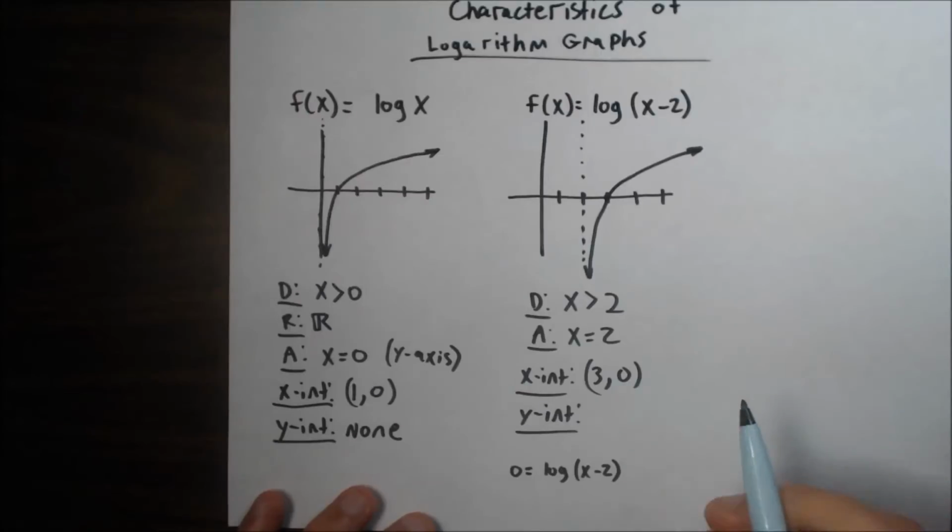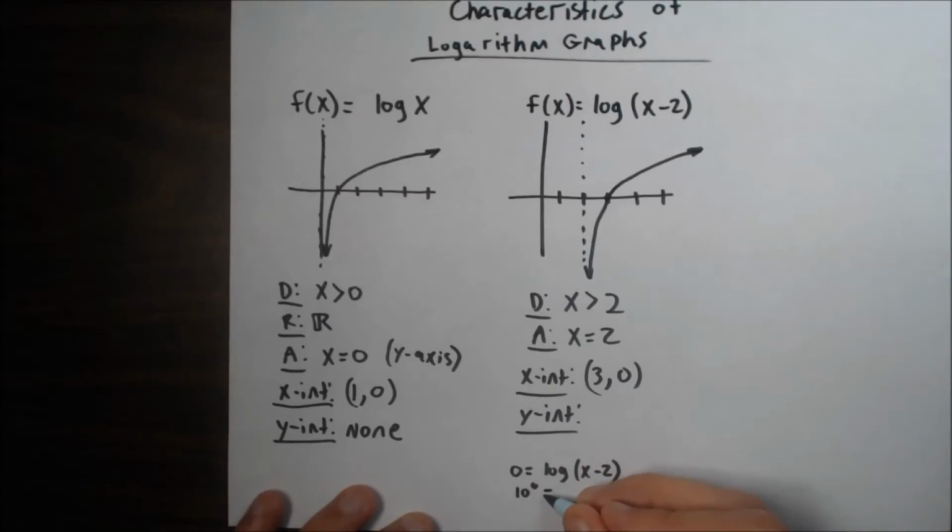How does that work out? Well, this is base 10, right? So I can rewrite this as 10 to the 0 power equals x minus 2. Remember rewriting, the base stays the same, the other parts switch. So the 0 becomes the exponent, and the x minus 2 goes to the other side. What is 10 to the 0? That's 1, right? Anything to the 0 is 1.